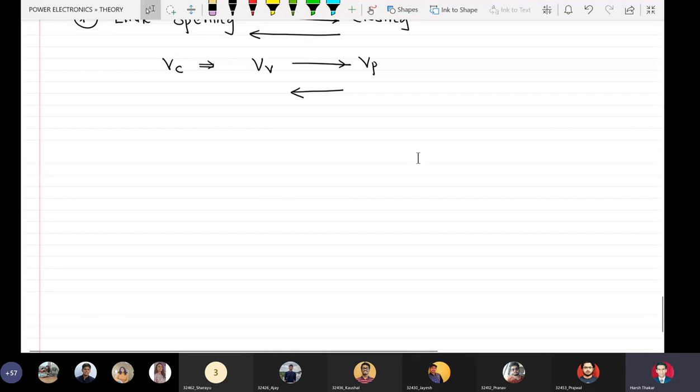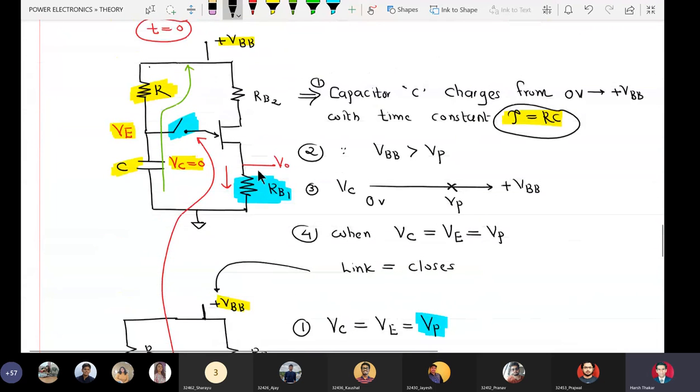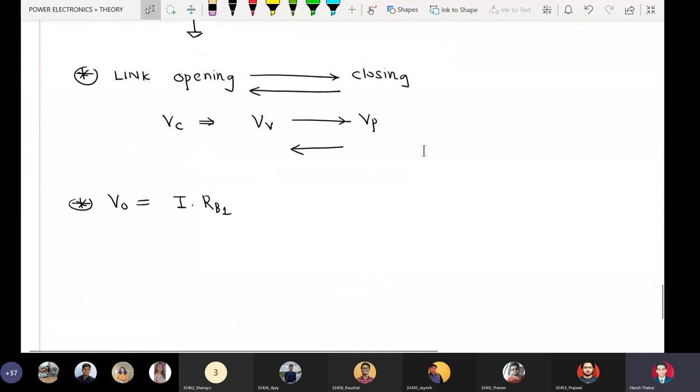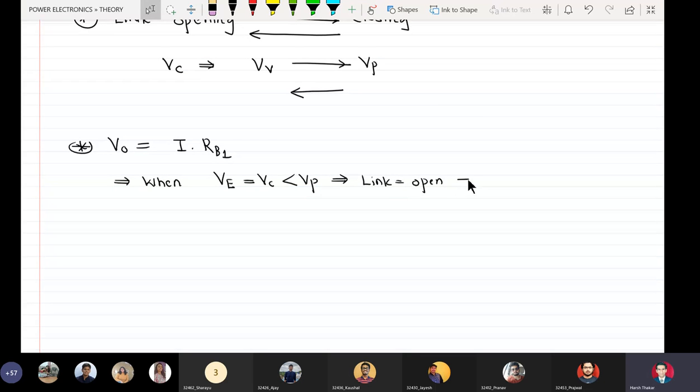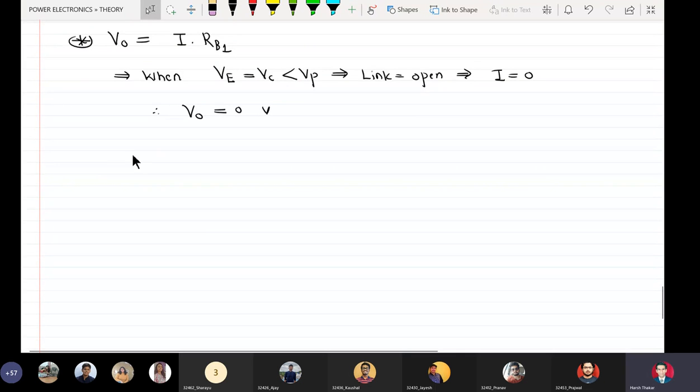So the current flowing through RB1 will decide. We can put it here that the output voltage VO is equal to I into RB1, so let us say this is the current I. So when the emitter voltage, which is equal to the capacitor voltage, is less than the peak voltage, the link is open, and because of this I equals 0. Therefore, the output voltage is equal to 0 volts when the capacitor is charging.